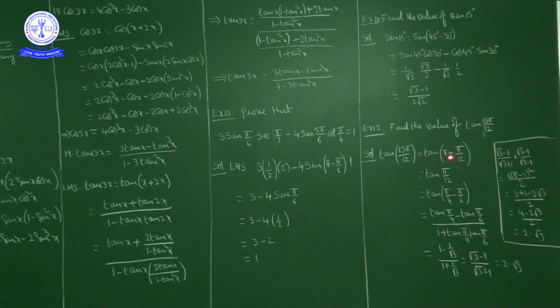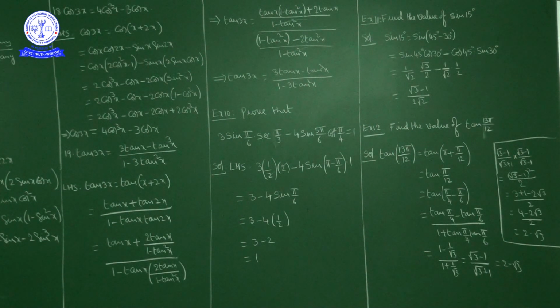If you take LCM 12 only, no? So 12 pi plus pi is 13 pi. So 13 pi by 12 I'll write as pi plus pi by 12. Okay, also tan of pi plus theta. Just now we discussed that pi minus, pi plus, 2 pi minus, 2 pi plus will give the same trigonometric ratio. So tan of pi plus pi by 12 is tan pi by 12.